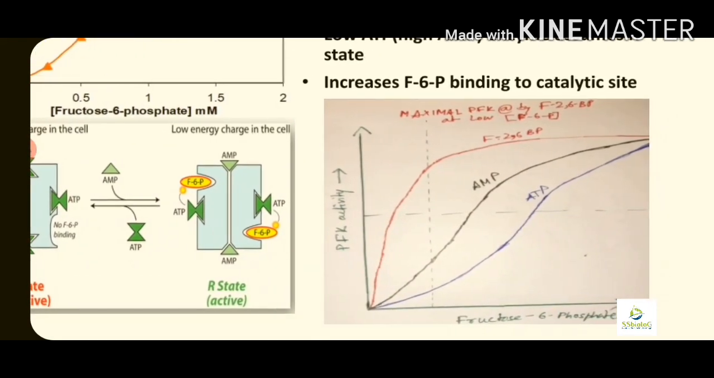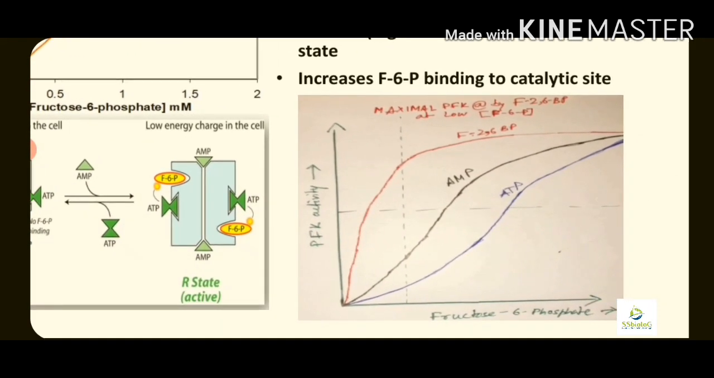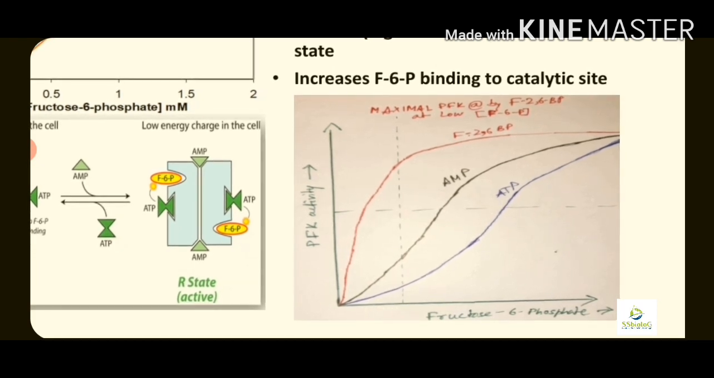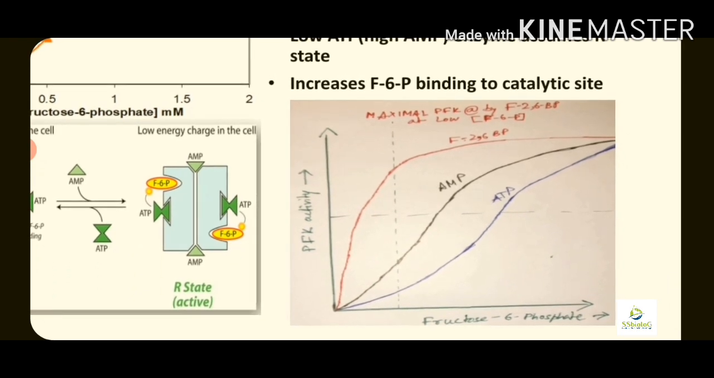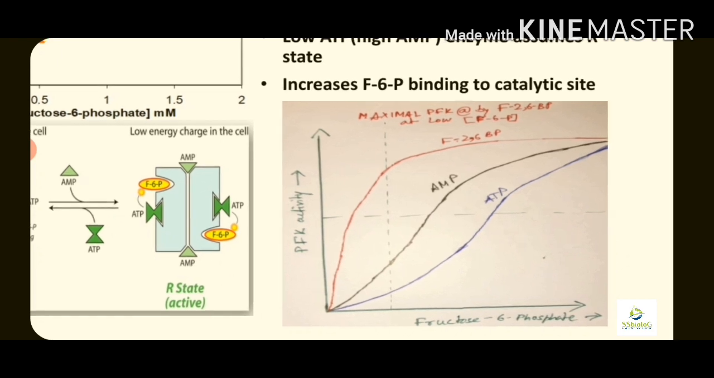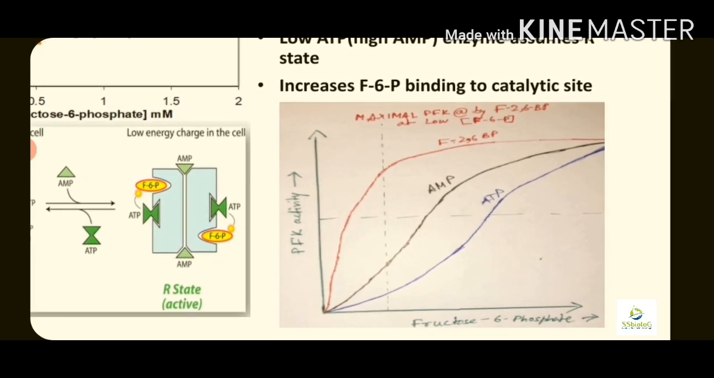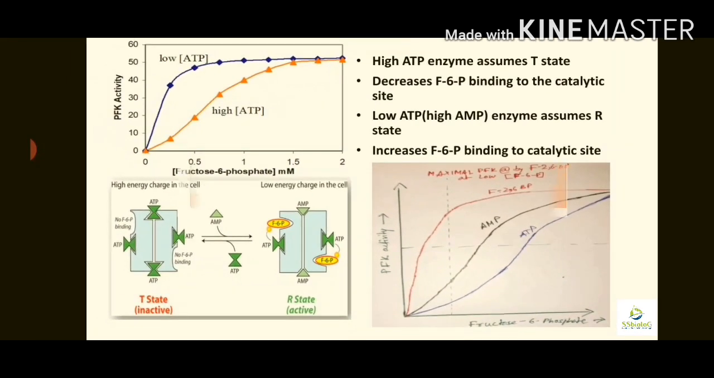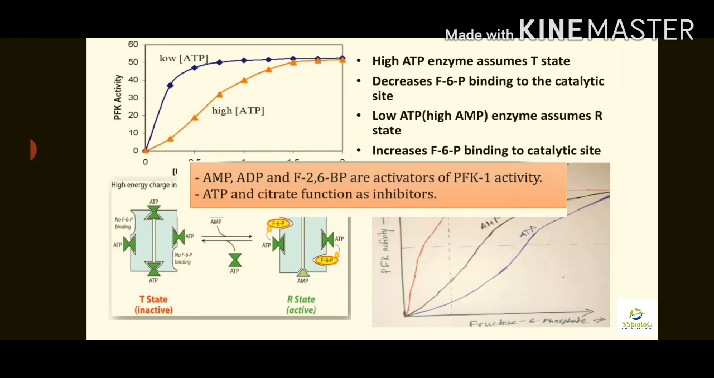In this graph, the activity of PFK is shown. PFK is least active when the ATP concentration in the cell is high, and the activity of PFK is highest when fructose 2,6-bisphosphate is present in the cell. Fructose 2,6-bisphosphate is produced when the enzyme PFK2 is active. So AMP, ADP and fructose 2,6-bisphosphate are the activators of PFK1 activity, and ATP and citrate function as inhibitors.